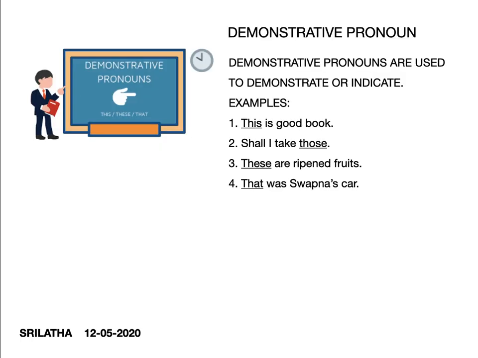Demonstrative pronouns are used to demonstrate or indicate. For example, this is a good book. Shall I take those? Here, the words this and those are demonstrative pronouns. This, that, these, those. These 4 are demonstrative pronouns.